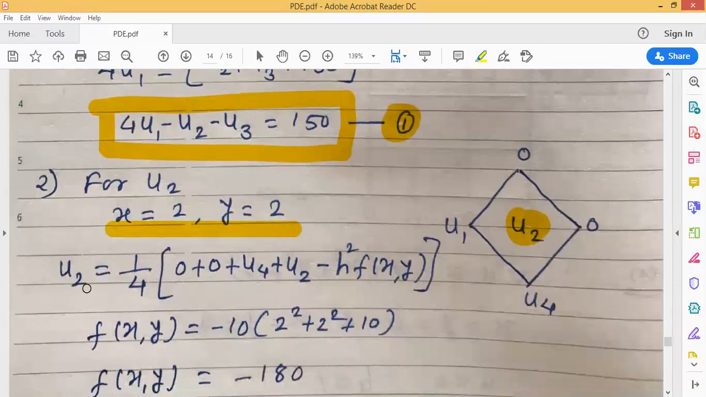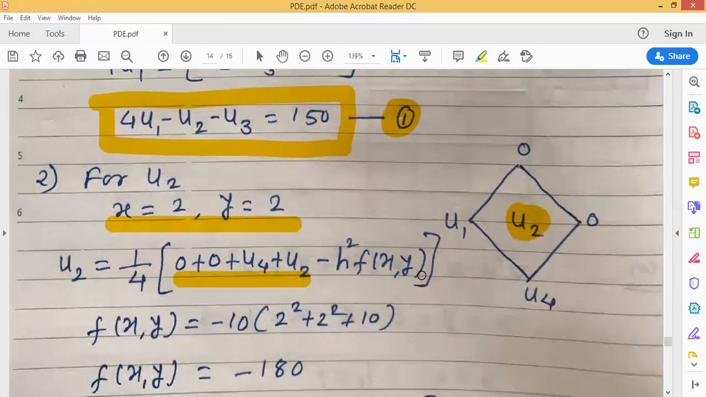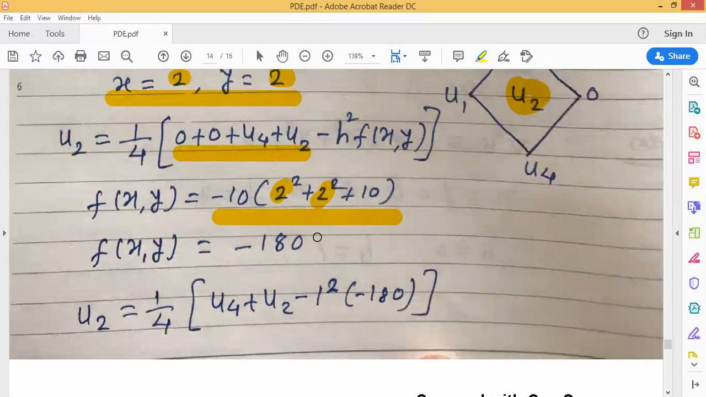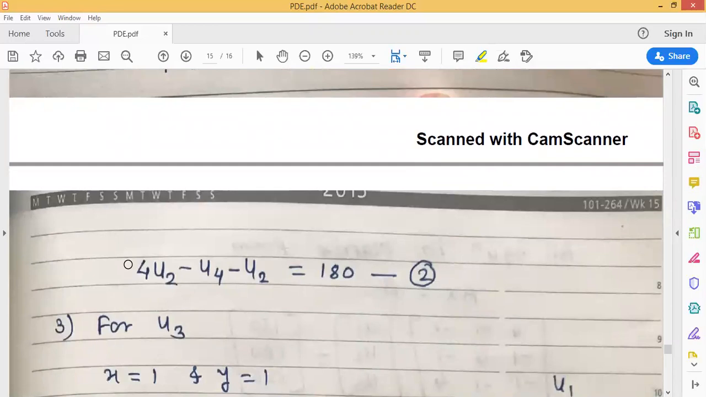So this is the formula: u2 is equal to 1 upon 4 and the addition of corner points minus h square into f of x y. So we have to find out the value of f of x y. This is the function which is in terms of x y. Here we put the values of x and y, so x is equal to 2 and y is equal to 2. Put x square and y square and find out the value of f of x y. After finding the value of f of x y, we put this value and make that a constant. So along this left hand side there are unknowns, and on the right hand side there is a constant. So this is the second simultaneous equation.